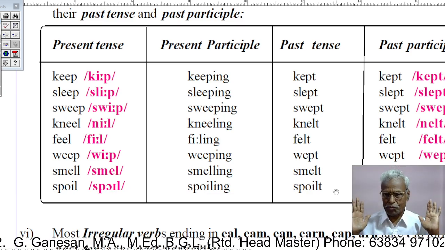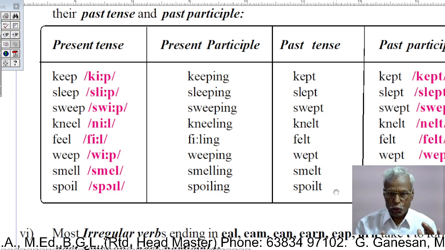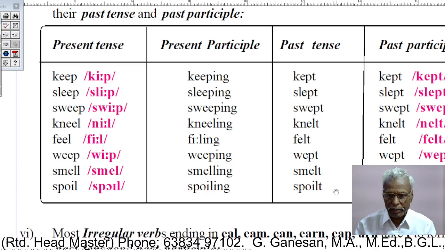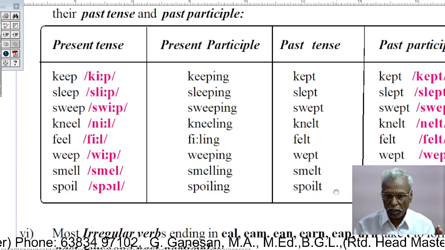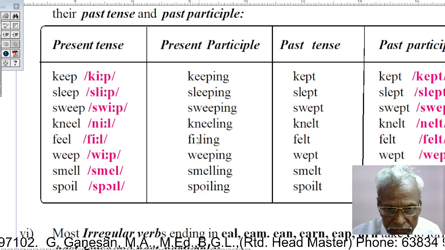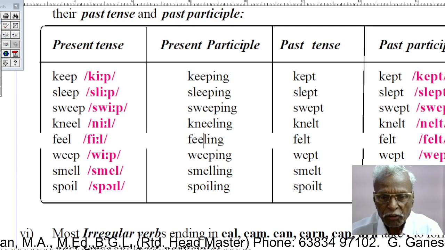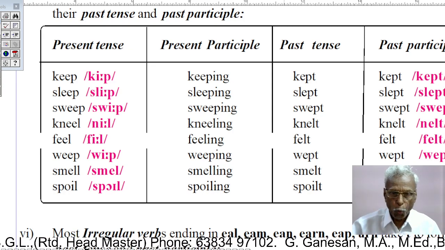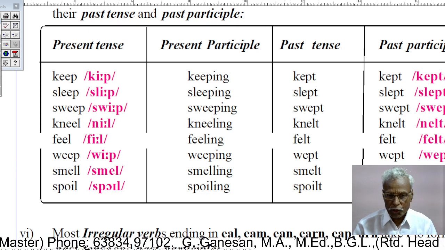All these remaining verbs of this type are: sleep, slept, slept; sweep, swept, swept; kneel, knelt, knelt. Here K is silent. Feel, felt, felt. So I will put the phonetic symbol. Weep, wept, wept. Smell, smelt, smelt.